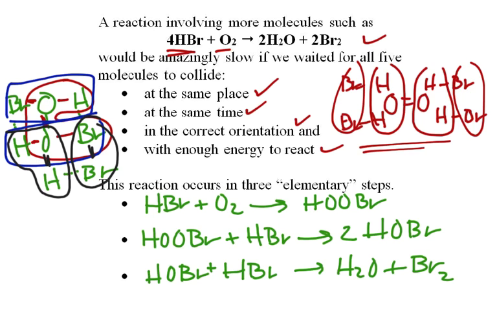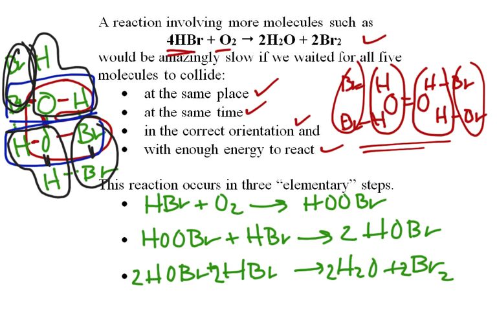Now we have two of these HOBrs, so this whole thing can happen twice. And if we do, we have another HBr. And when the bonds form, we could get a water molecule here and a Br2. So the idea is that this last step, even though it's two molecules bumping into each other, could happen twice. So we have two HOBr plus two HBr turn into two H2O and two Br2. So this would be our reaction mechanism.